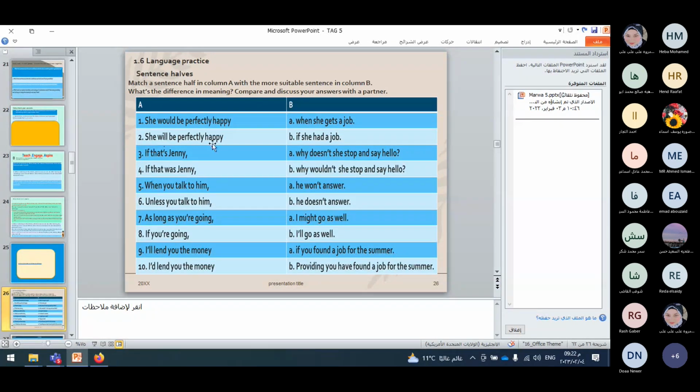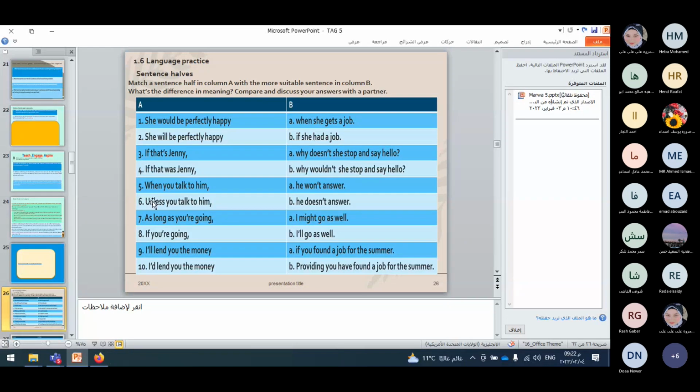She will be perfectly happy when she gets a job or if she gets a job. If she gets a job. Excellent, excellent. This activity has to do with the two parts of the sentences. It deals with the rules. So, of course, your teachers and you know the rules. Maybe at home you can practice it.